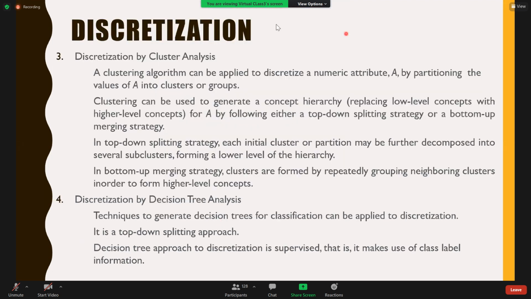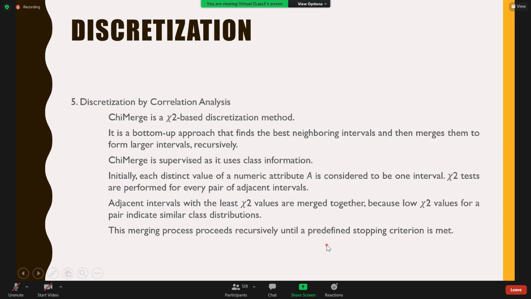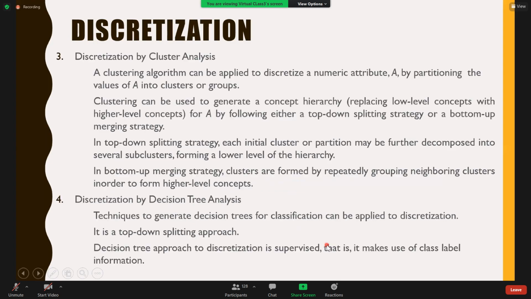The next techniques are discretization by cluster analysis, decision tree analysis and correlation analysis. We'll discuss them in the next class, and then I'll start the next topic, frequent pattern mining, which is one of the important concepts in your data mining subject.